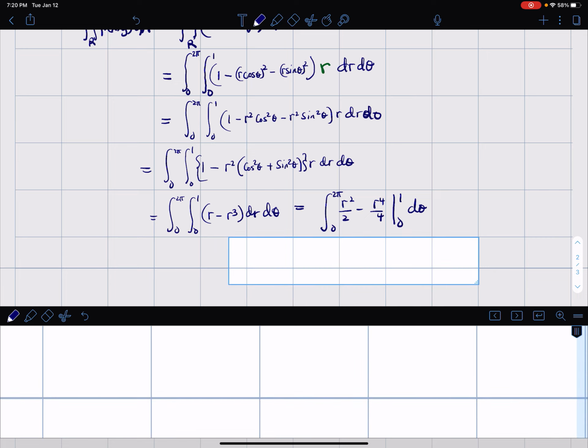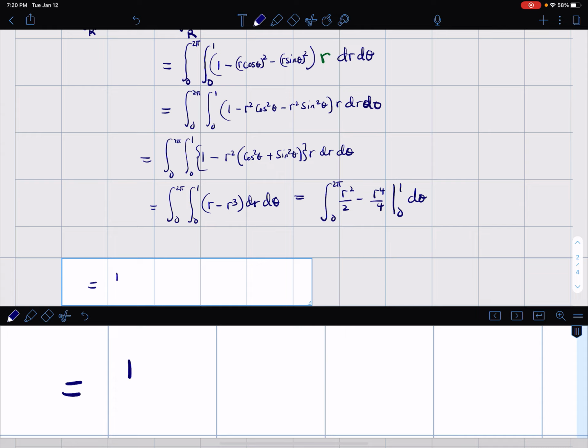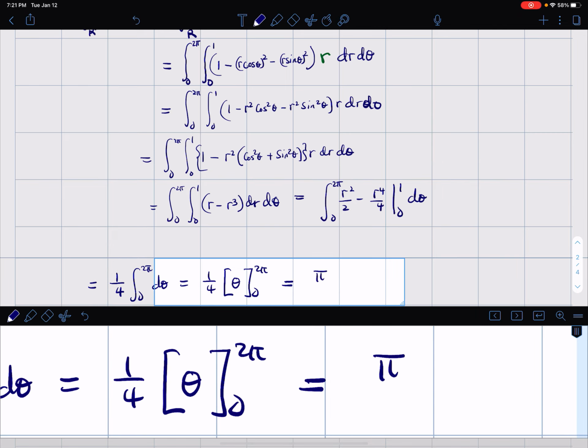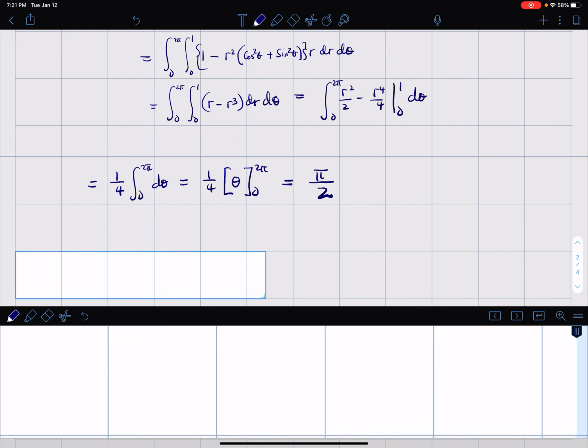All right. If you plug in 1 and you plug in 0, you end up with, you can factor out a 1/4, 0 to 2 pi d theta. So this is 1/4. Then you have theta, 0 to 2 pi. And this will give you pi over 2. Pi over 2. All right. So that's that. I suspect you will have some questions, but we can talk about that in class.